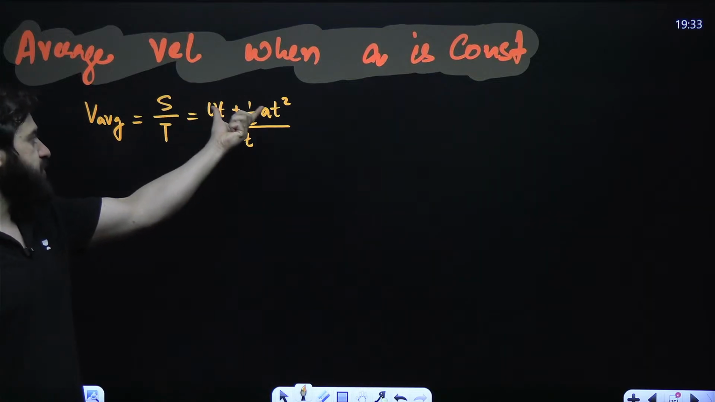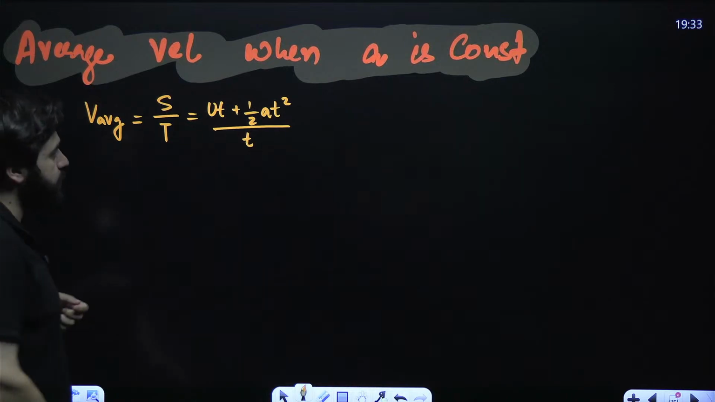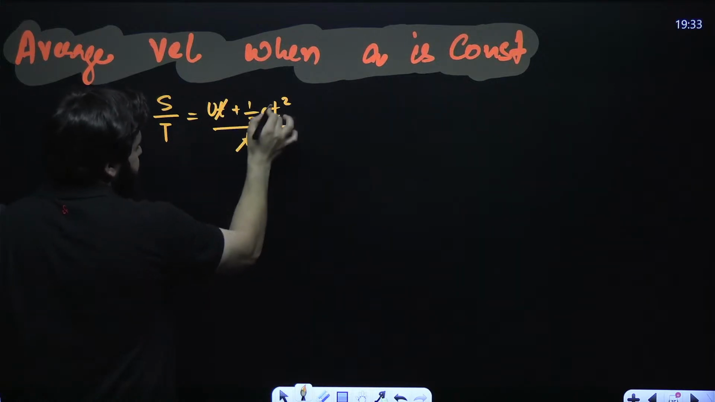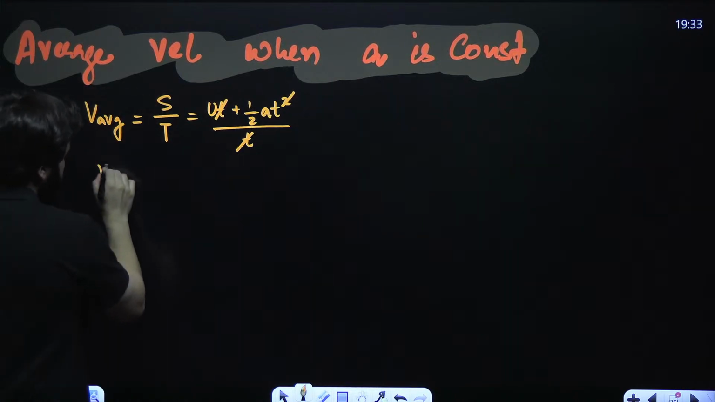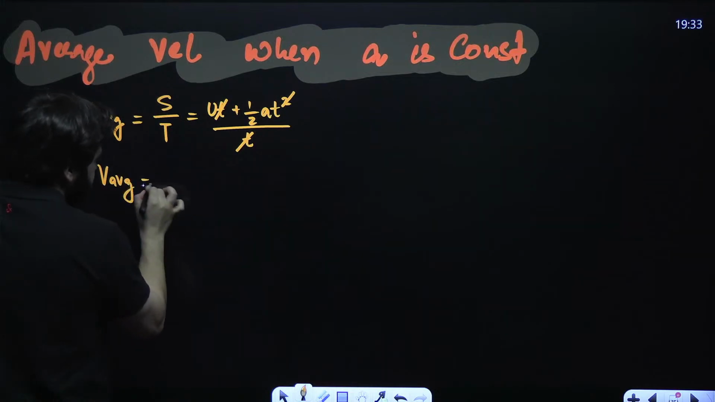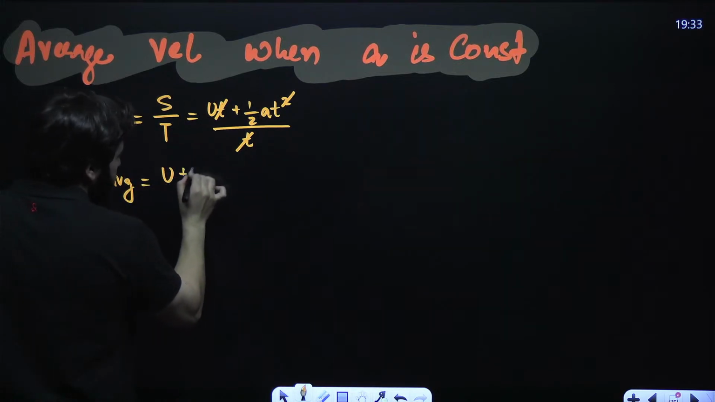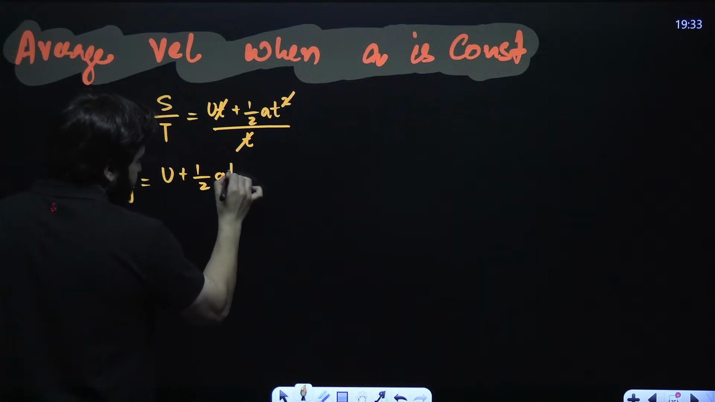Instead of displacement, I am writing time, t. This t and this square will get cancelled out. So average velocity in this case will be u plus 1 by 2 a into t.